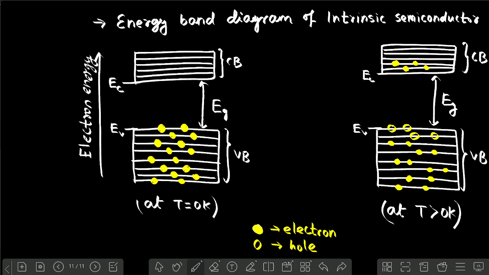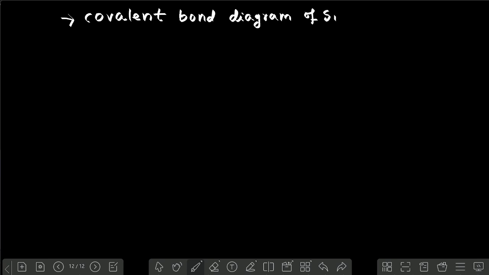Next page. Covalent bond diagram. Covalent bond diagram of silicon at low temperature. According to the covalent bond, you will see how the silicon crystal will look like. So I am drawing this one.